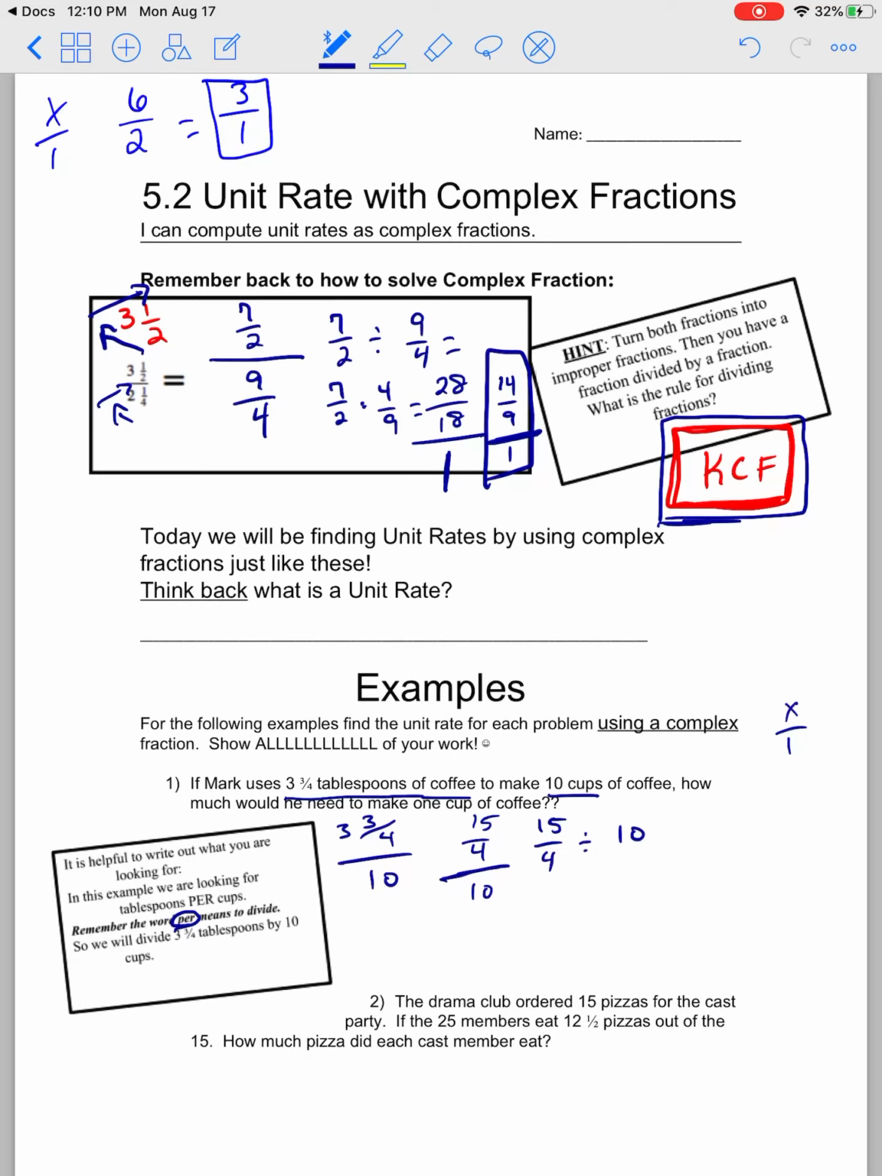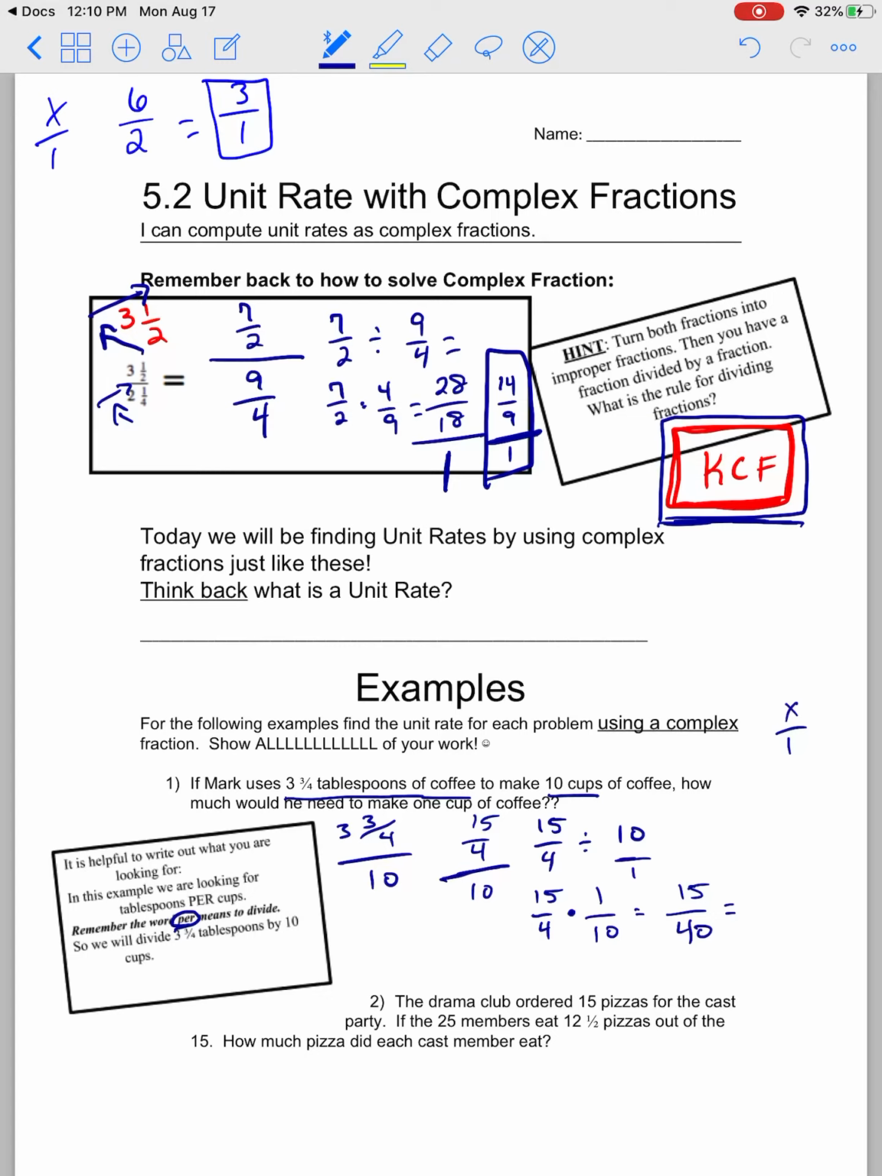And that's just like dividing fractions. Keep, change, and flip. So we're going to keep 15 over 4. We're going to change it to multiplication. What do we do with the 10? Remember that 10 as a whole number is over 1. So we just flip it. Now it's 1 over 10. Now you multiply: 15 over 40.